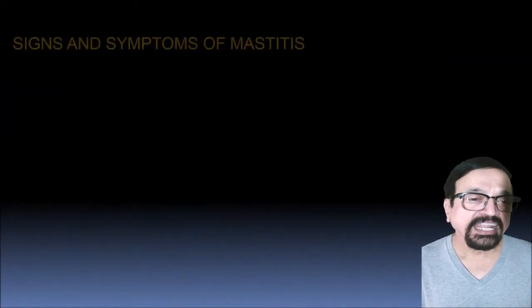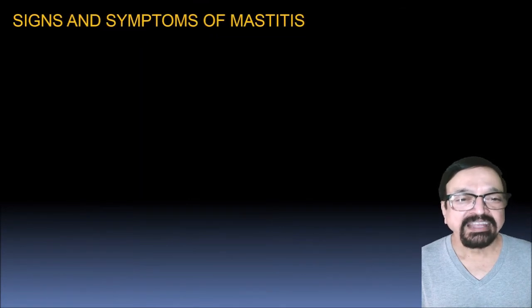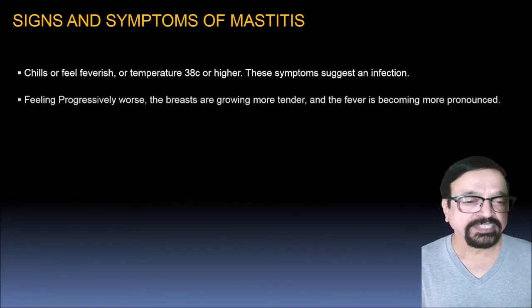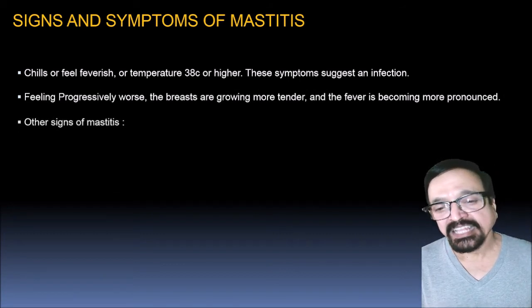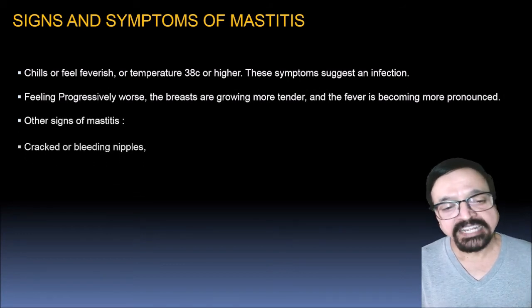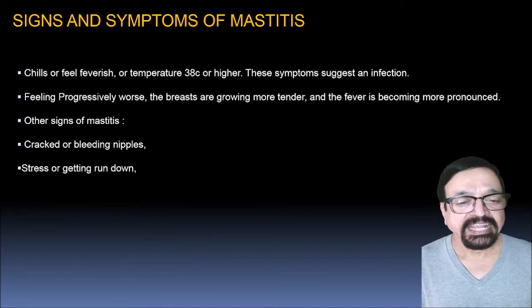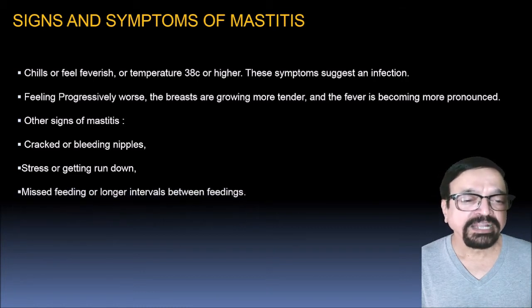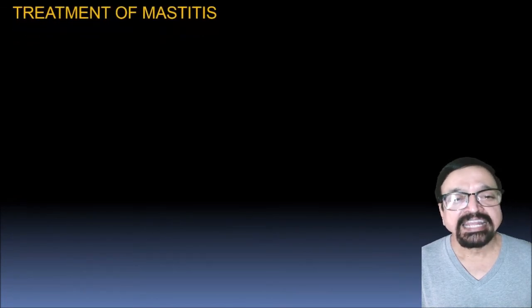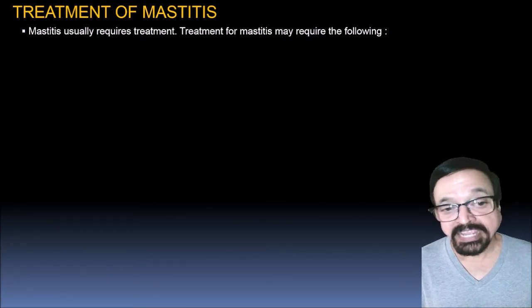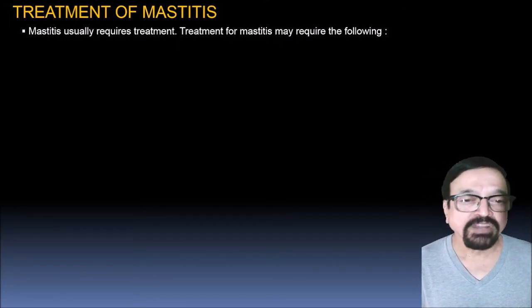So this is the important thing when you are attending: check the patient's history and when she has delivered. Chills or feeling feverish, temperature 38 degrees or higher, these are all constitutional symptoms. Progressively worsening, then growing more tender. Other signs of mastitis: cracked or bleeding nipples, then stress or getting run down. These are all different patients with different complaints, but one of the indications is if there is any tenderness over the breast, pain over the chest, just go for a sonography more than mammography. The reason is mammography needs compression.